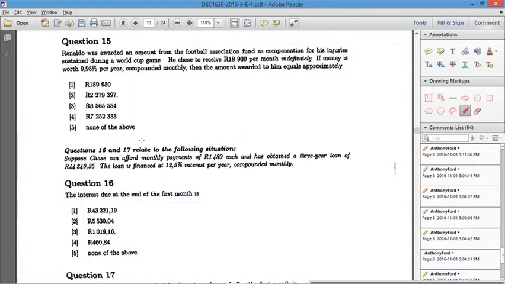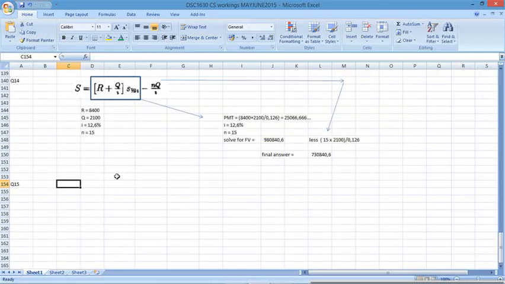Alright, question 15, guys. Ronaldo was awarded an amount from the Football Association as compensation for injury sustained during the World Cup game. He chose to receive 18,900 per month indefinitely. Keyword here, indefinitely. They've even italicised it. So you know this is a perpetuity. They want to know the amount awarded to him equals, if money is worth that compounded monthly. So they want to know what is the actual amount worth in terms of his compensation.